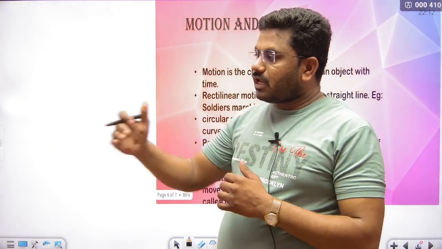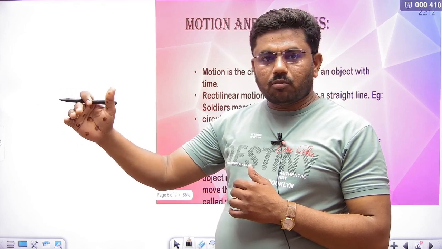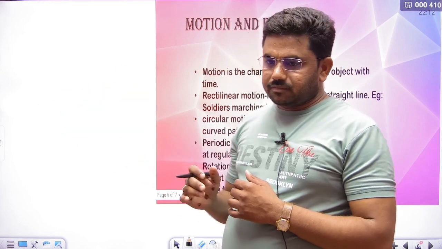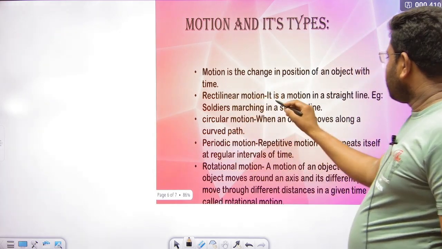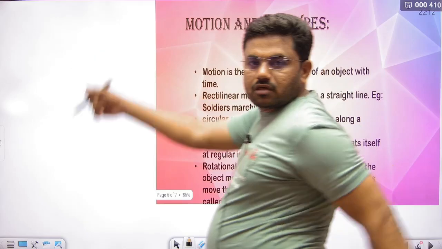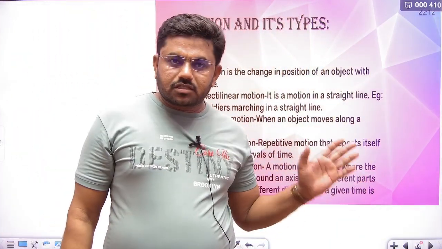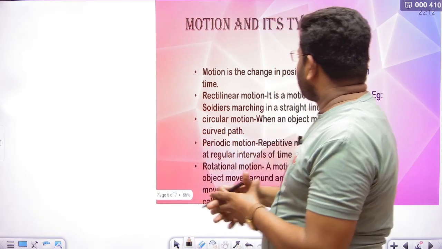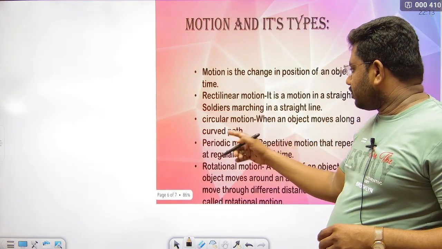The change in position of the object with time can change at the end of the displacement of the ball, and it will get less motion or less speed. Rectilinear motion is the motion in a straight line. Example: soldiers marching go in a straight way, that is the example of rectilinear motion.